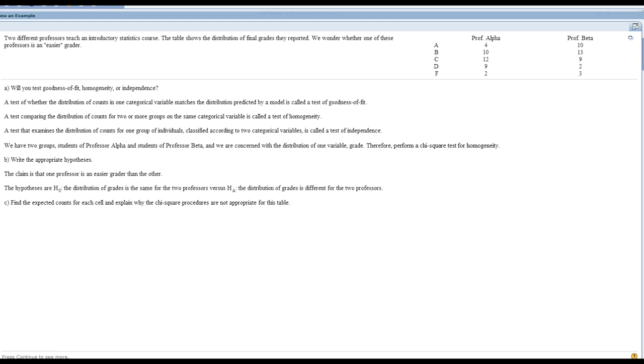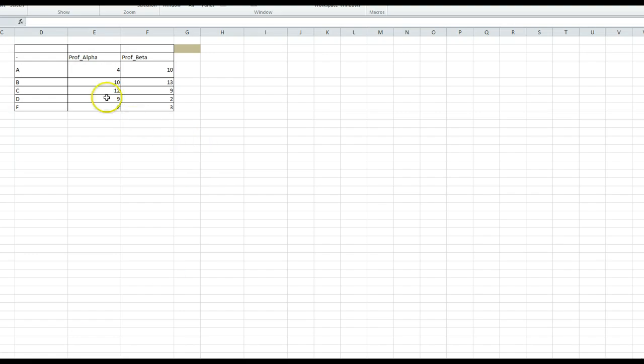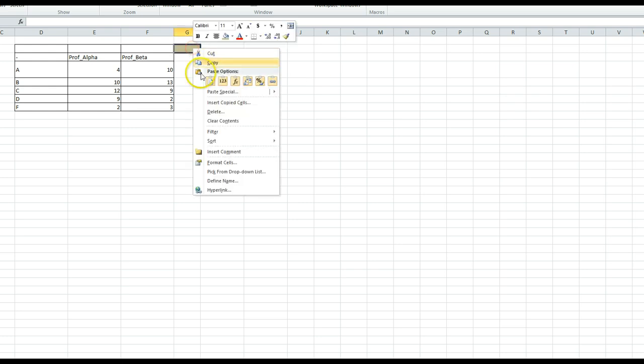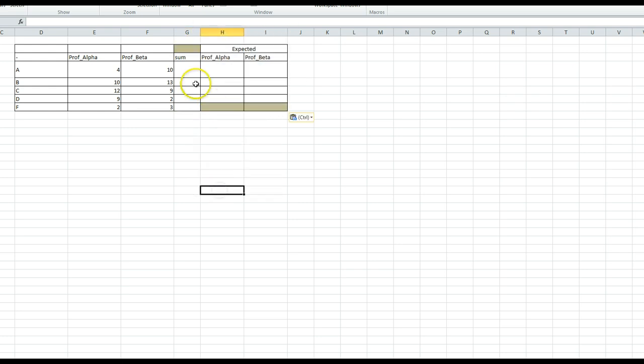Now let's go to our Excel sheet. This is the information we were given, and in order to get to where we need to go, let's go ahead and create some other values. We want to see the total amount of A's that the two professors gave, and also the total amount of B's, C's, D's, and F's. Alright, so that's the total.